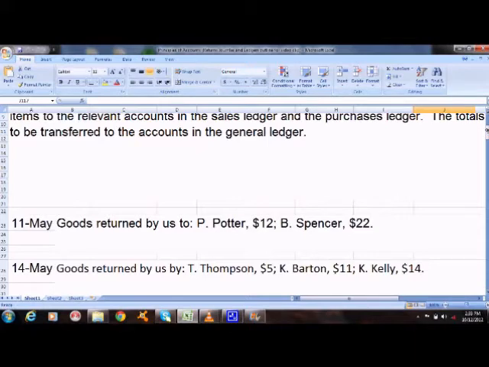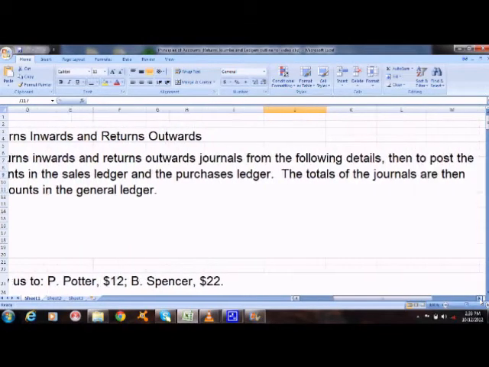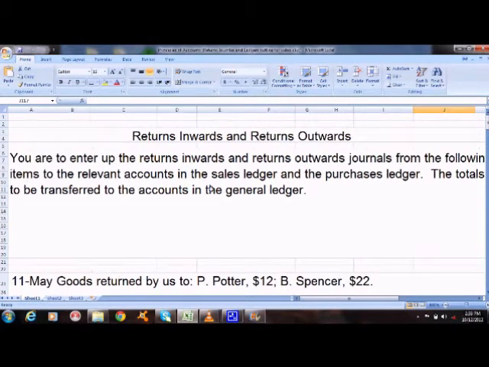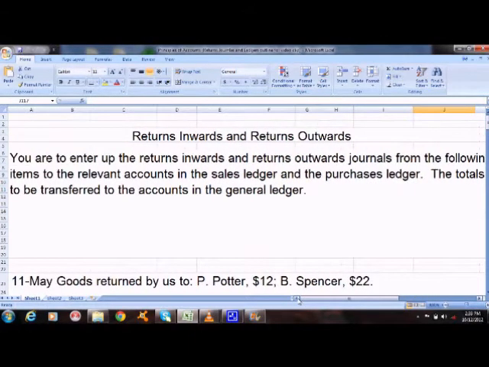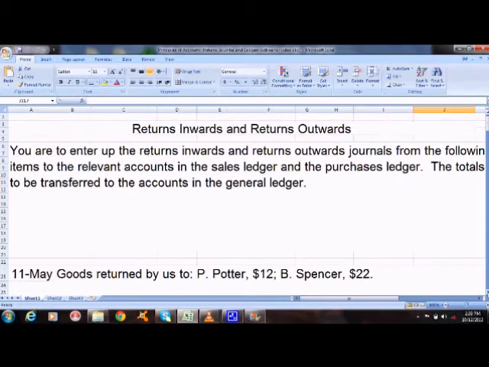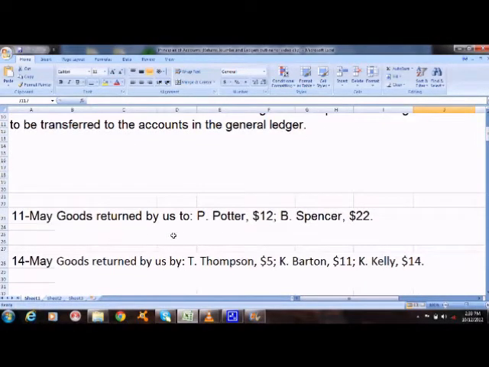At this time I'll be asking you to pause the video and write down this first part of the transaction. You are to enter up the returns inwards and returns outwards journals from the following details, then to post the items to the relevant accounts in the sales ledger and the purchase ledger. The totals of the journals are then to be transferred to the accounts in the general ledger. As you go along, pause the video and write it down. May 11, goods returned by us to P. Potter, $12, B. Spencer, $22.